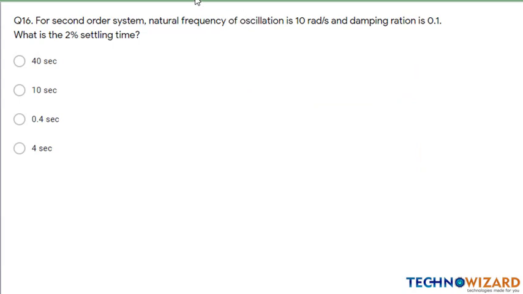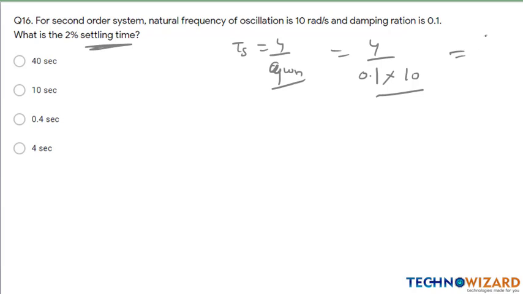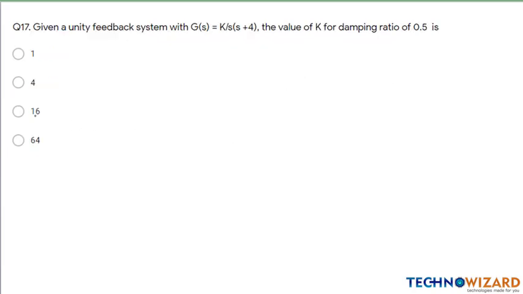Next question. For a second order system, you have to find the 2% settling time. For 2% settling time, the formula is 4 upon zeta omega n. Zeta is given as 0.1 and omega n is given as 10 radian per second. 10 into 0.1 is 1. Therefore, 4 upon 1, 4 seconds is the correct answer. Option D. Next question.